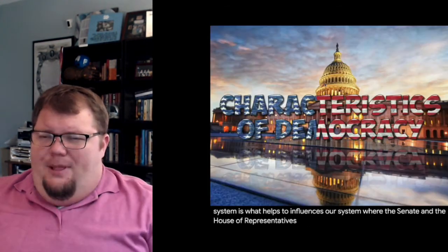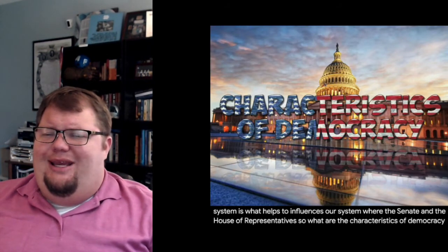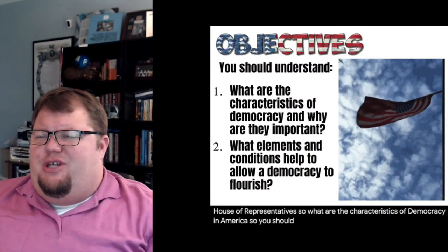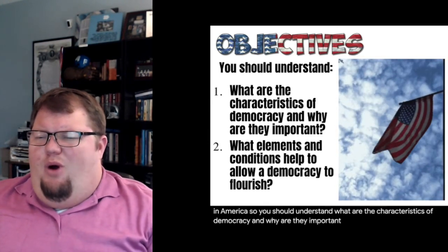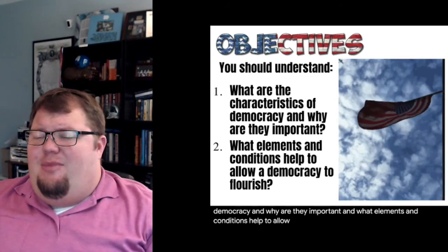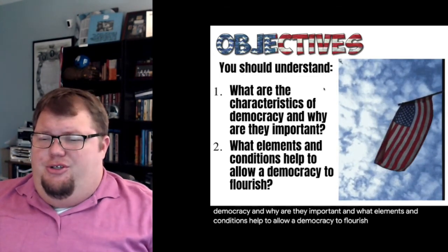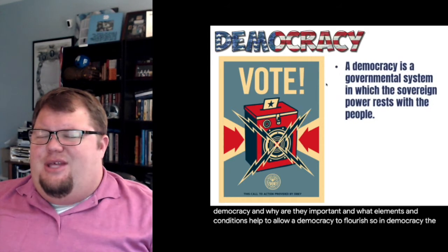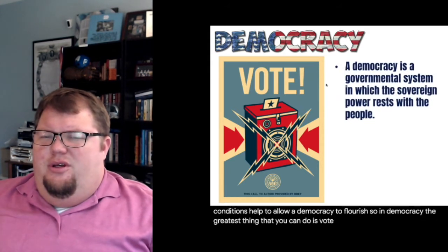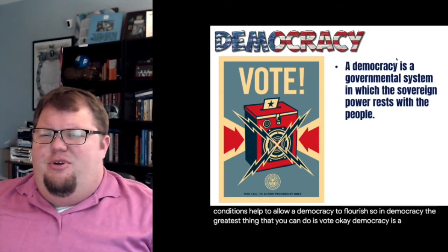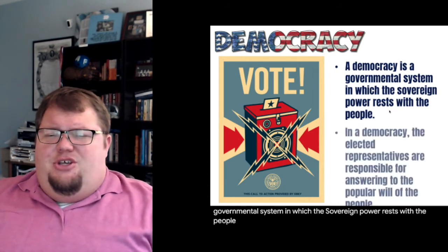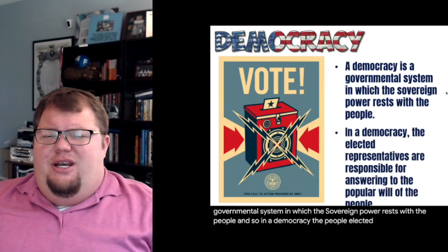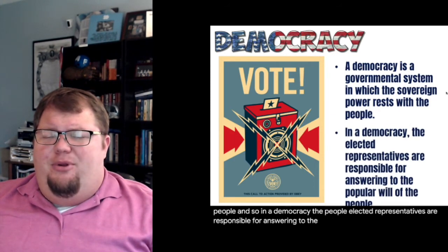House of Representatives. So, what are the characteristics of democracy in America? You should understand what the characteristics of democracy are and why they are important, and what elements and conditions help to allow a democracy to flourish. So in a democracy, the greatest thing that you can do is vote. Okay? A democracy is a governmental system in which the sovereign power rests with the people. And so in a democracy, the people's elected representatives are responsible for answering to the popular will of the people.